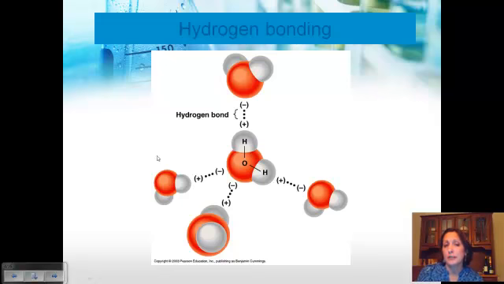So the water, because it's polar, it forms these hydrogen bonds. So what happens is one end of the molecule that's negative is going to be attracted to the positive end of another water molecule, and the positive end is going to be attracted to the negative end of another water molecule, and the negative end to another positive, and so on. So we get these hydrogen bonds that are occurring within the molecule.